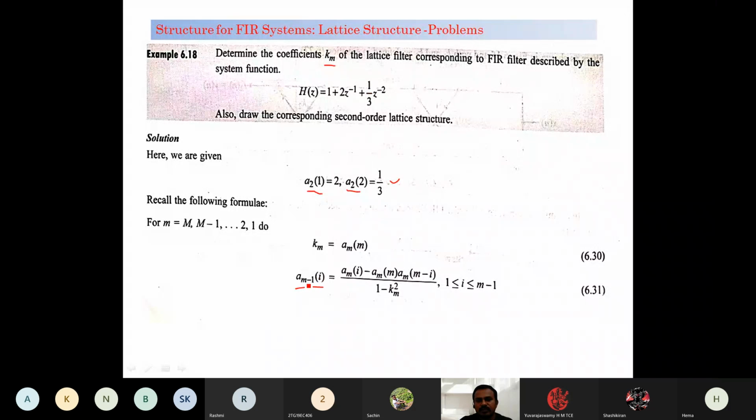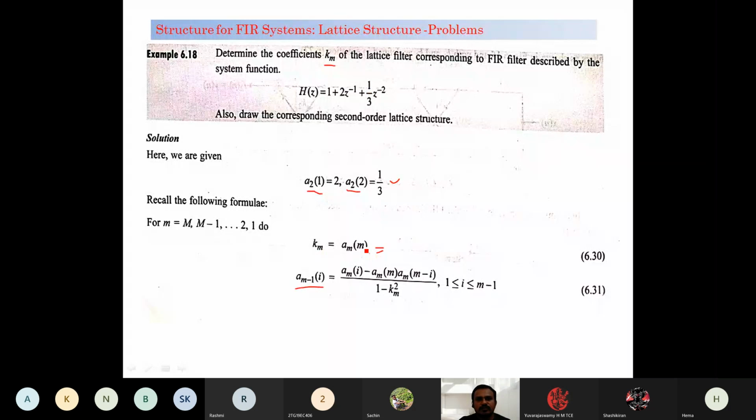So what is that m minus 1 of i? That is nothing but A1. Okay, so we need to go for this equation. What is Km? Obviously we know what is Km. m is equal to 2, so this equation will become A2 of 2. So if you want to calculate, we can calculate like this.